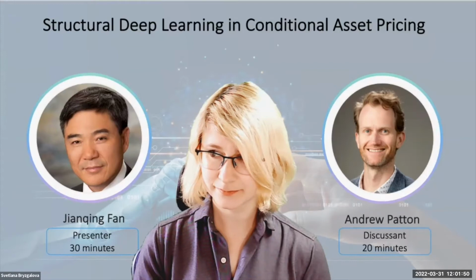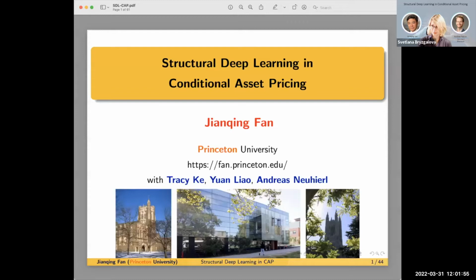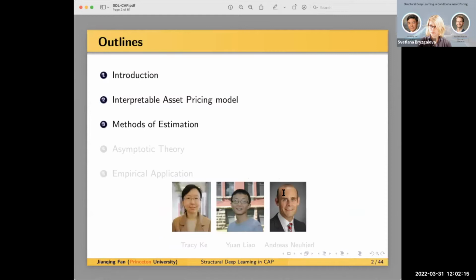So let me share. Okay. Great. Thank you for the invitation to this AI and Big Data in Finance, and I'm very happy to kick off the year. So this is based on joint work with Tracy Ke of Harvard, Yuan Liu of Rutgers, and Jiang Nurhiro of Washington University. And this will be my outline of the talk. I'll give an introduction and introduce the model, method, and estimation, give some theory as well as empirical studies. So let me begin with the introduction.